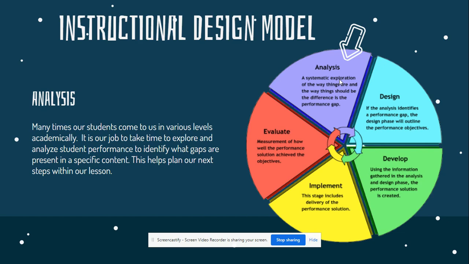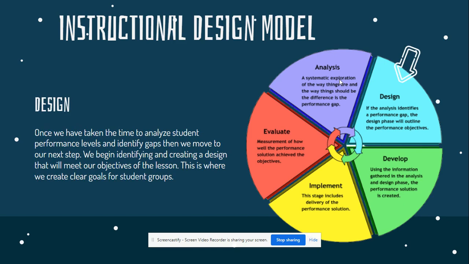We're going to look at the analysis part. Many times our students come to us at various levels academically, so it's our job to figure out what gaps are presented to know what steps we need to take. The second part of the ADDIE model is the design model. We're going to look at the different performance levels to identify these gaps to look at our next steps.